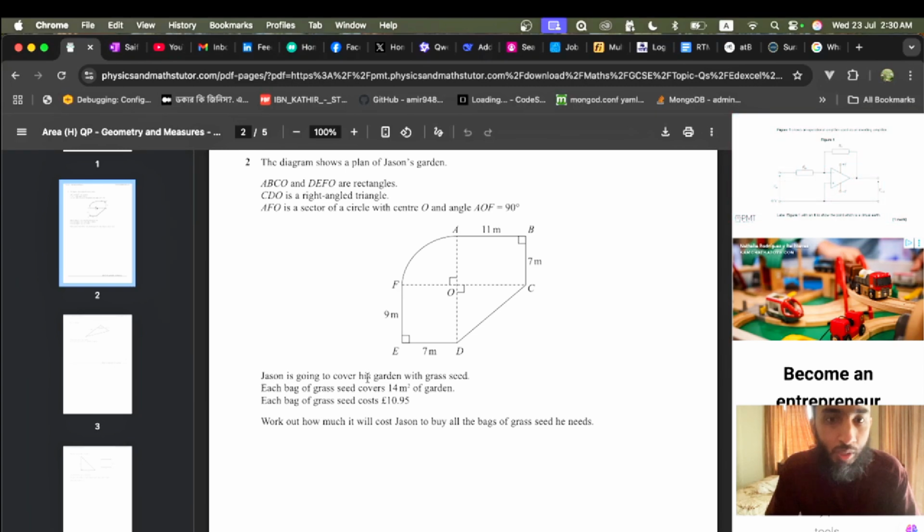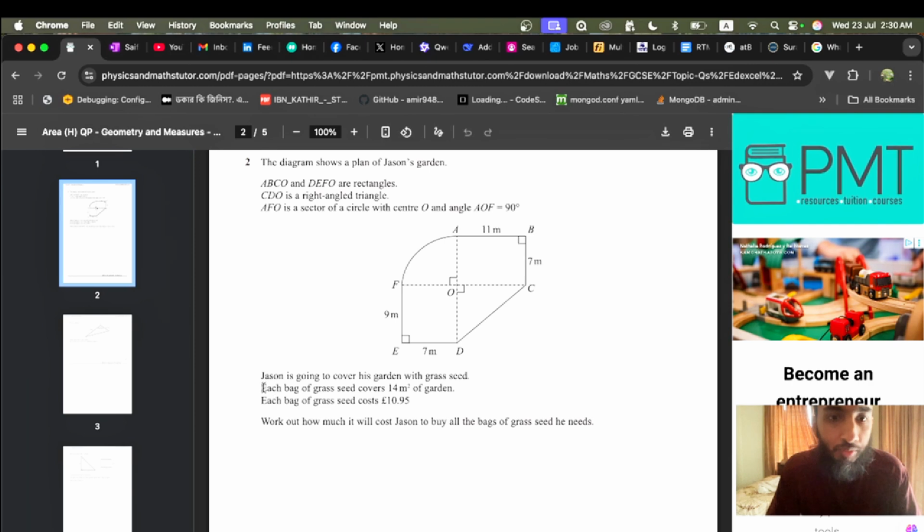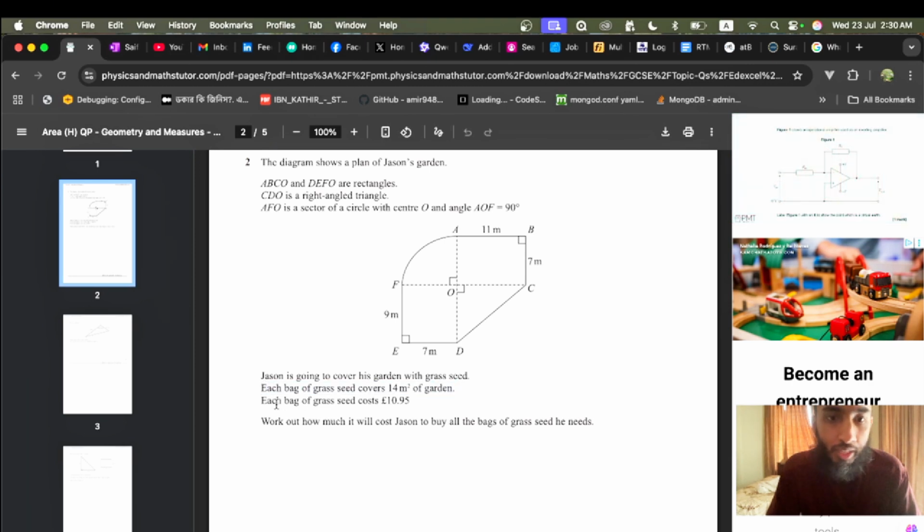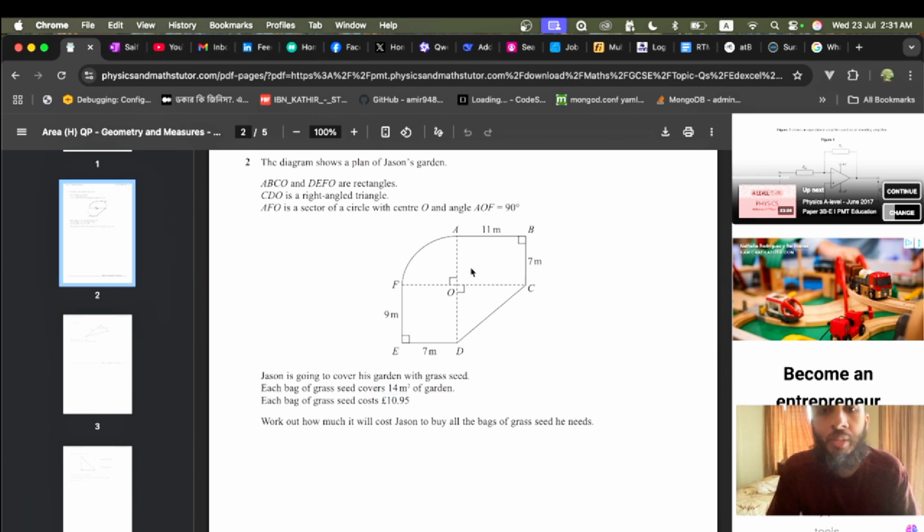Jason is going to cover the entire garden with grass seed. Each bag of grass seed covers 14 meter squares of garden. So each bag covers 14 meter square, which is the area that each bag of grass seed covers, and each bag costs 10.95 pounds.